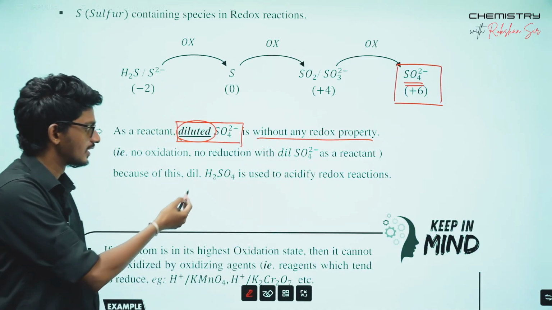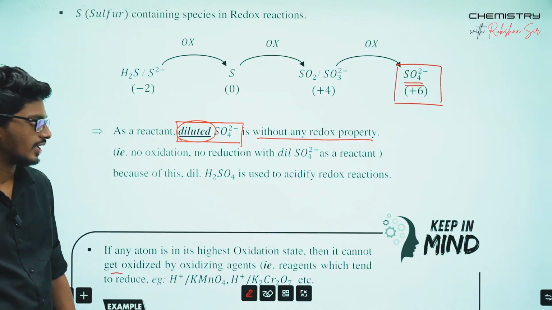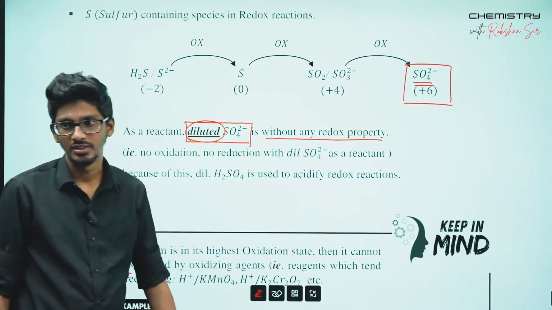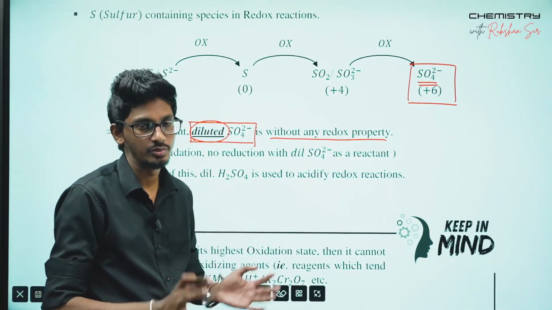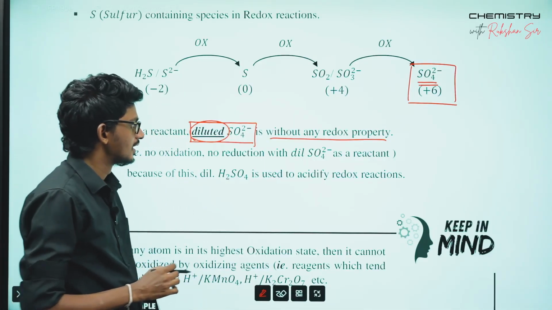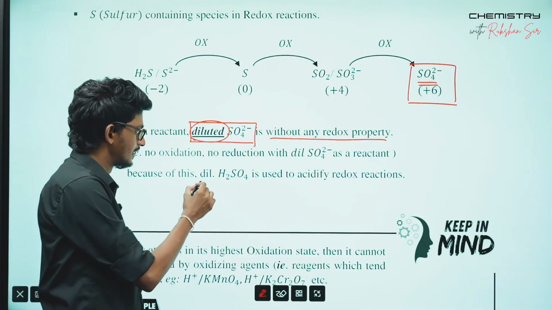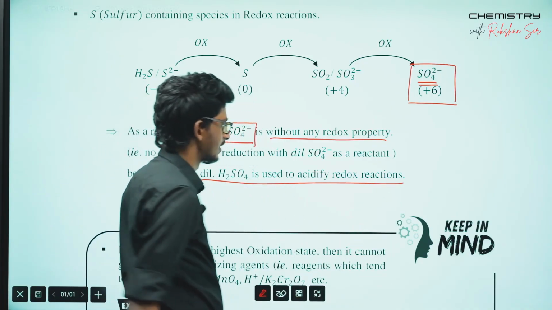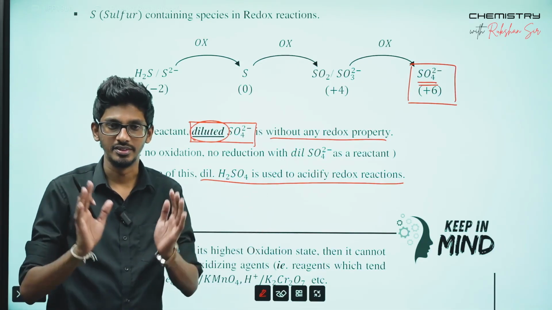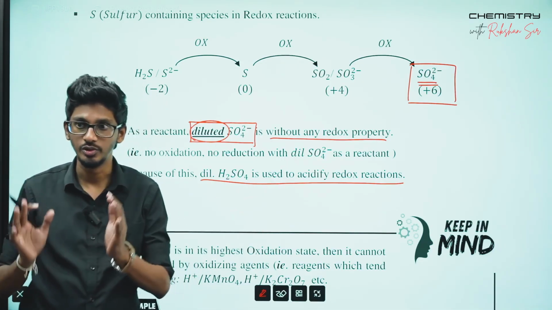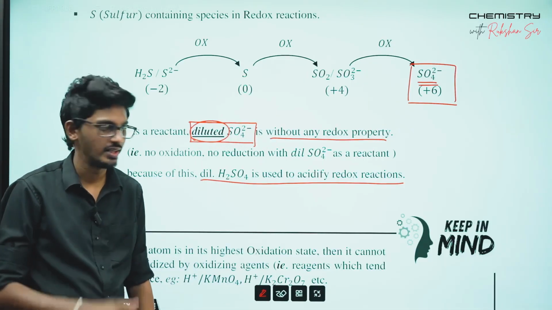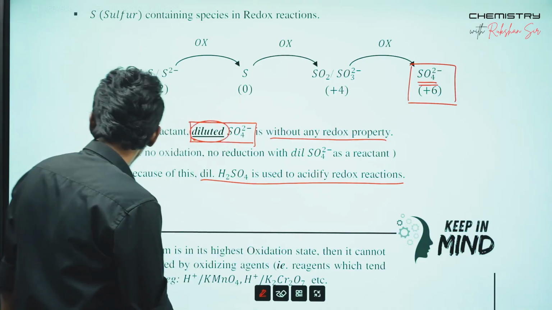Because of this, dilute H2SO4 is used to acidify redox reactions. Normally, to acidify the redox reaction, to supply the acidity, to supply the H+ in your redox reactions, we use dilute H2SO4. Normally H2SO4 is used because the diluted SO4^2- is without any redox property. Got the idea, right?